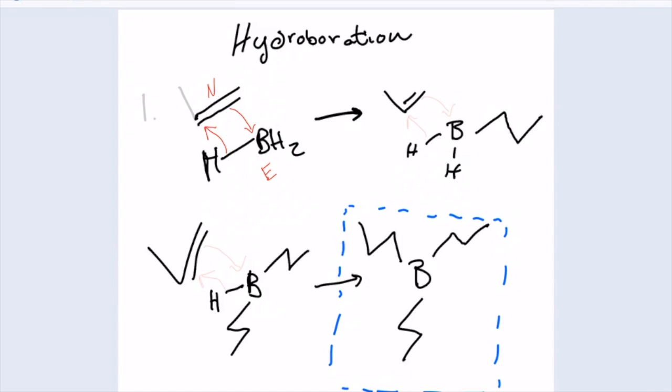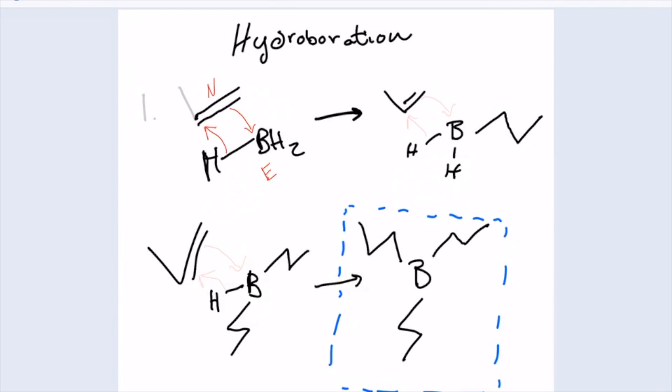And because these two parts react simultaneously, the stereochemistry for this reaction is always a syn reaction, meaning that the boron and the hydrogen will both attach to carbons on the same side. And in this situation, another interesting thing to note is that the boron attaches to the less substituted carbon, which makes this an anti-Markovnikov reaction, as you can see here.